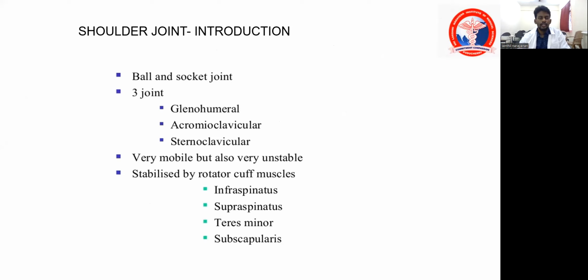So, shoulder joint. It's a ball and socket joint. There are three joints in the shoulder: glenohumeral, acromioclavicular, and sternoclavicular joint. Shoulder joint is a very mobile joint, hence it is also unstable. As the mobility increases, the stability decreases. It is stabilized by rotator cuff muscles such as infraspinatus, supraspinatus, teres minor, and the subscapularis.